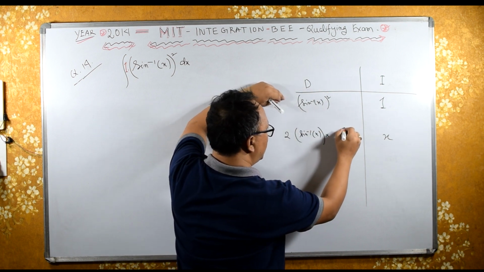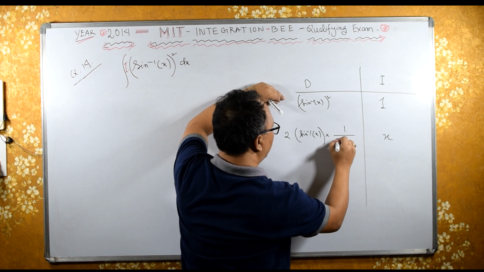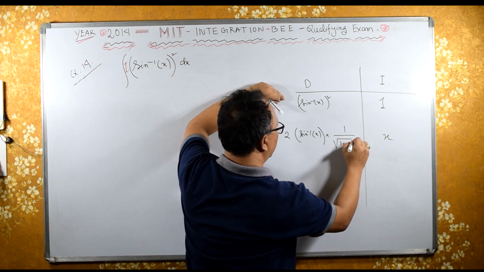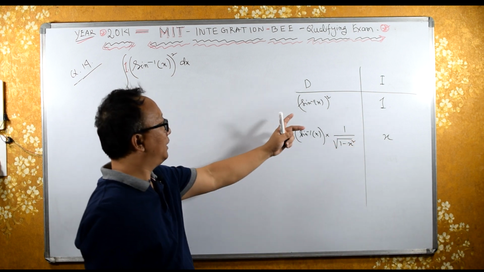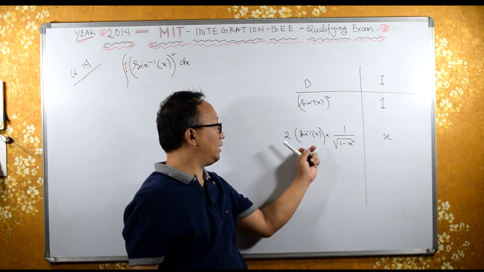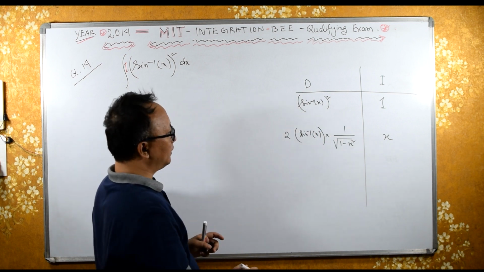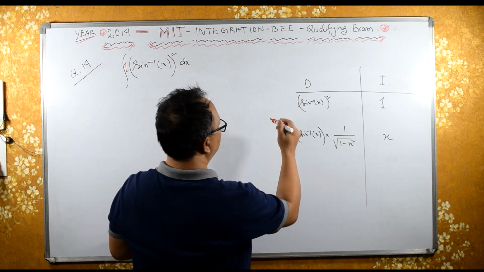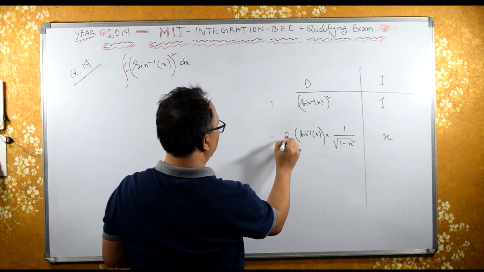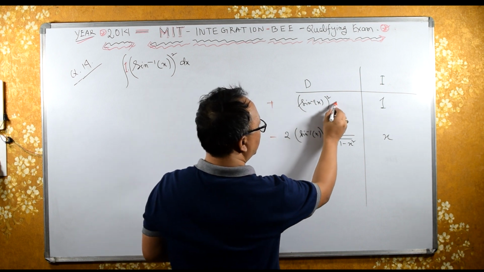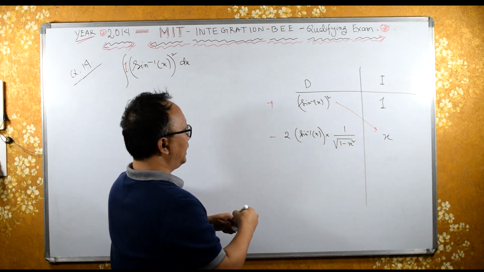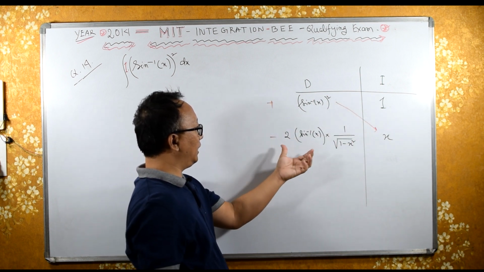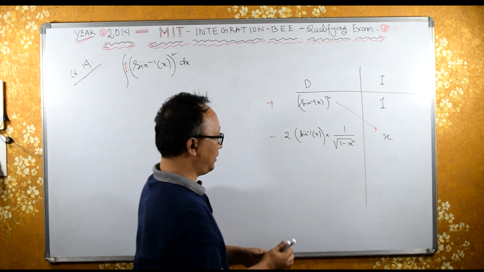dy/dx of sine inverse x is 1 upon square root of 1 minus x². Now with the signs we have plus, minus and so on. Now let's multiply this into this, and then integral of this into this. Let's see how it works.